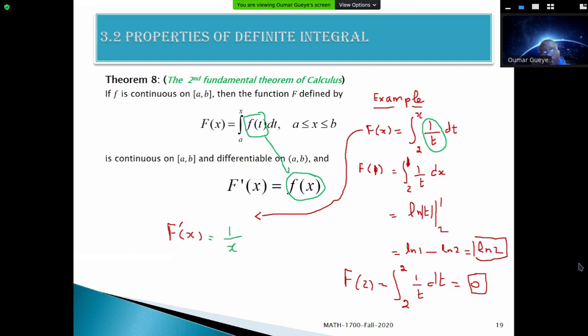Is it okay? So it's quite easy to see how to get the derivative of a function which is defined by an integral. You have to take the integrand, which is the function inside the integral, and then you substitute your variable of integration by x. Any question?